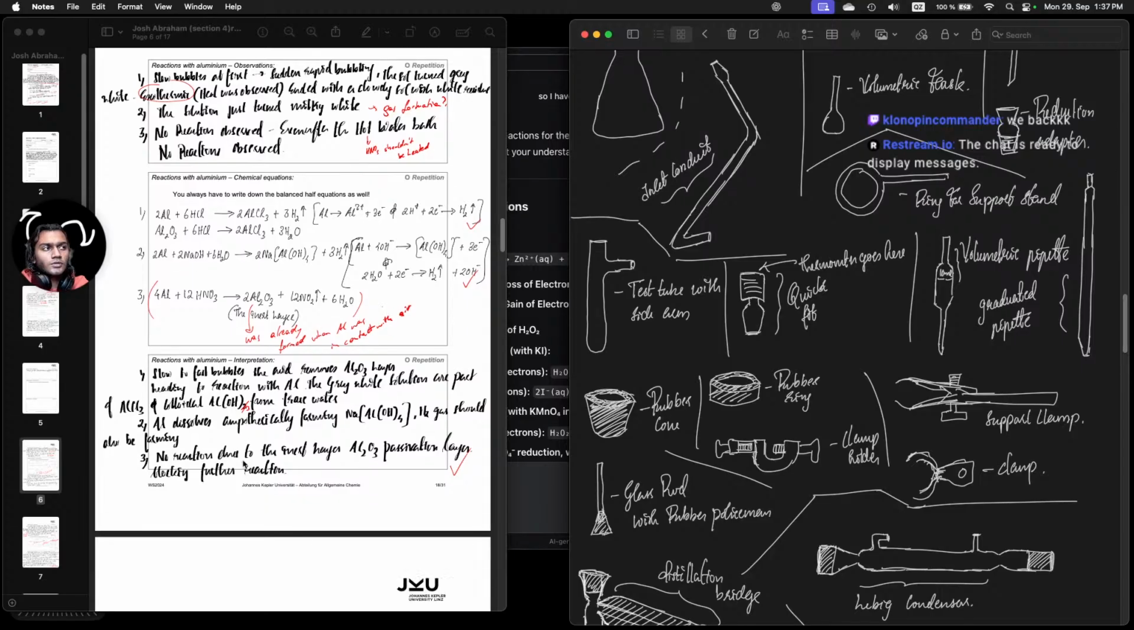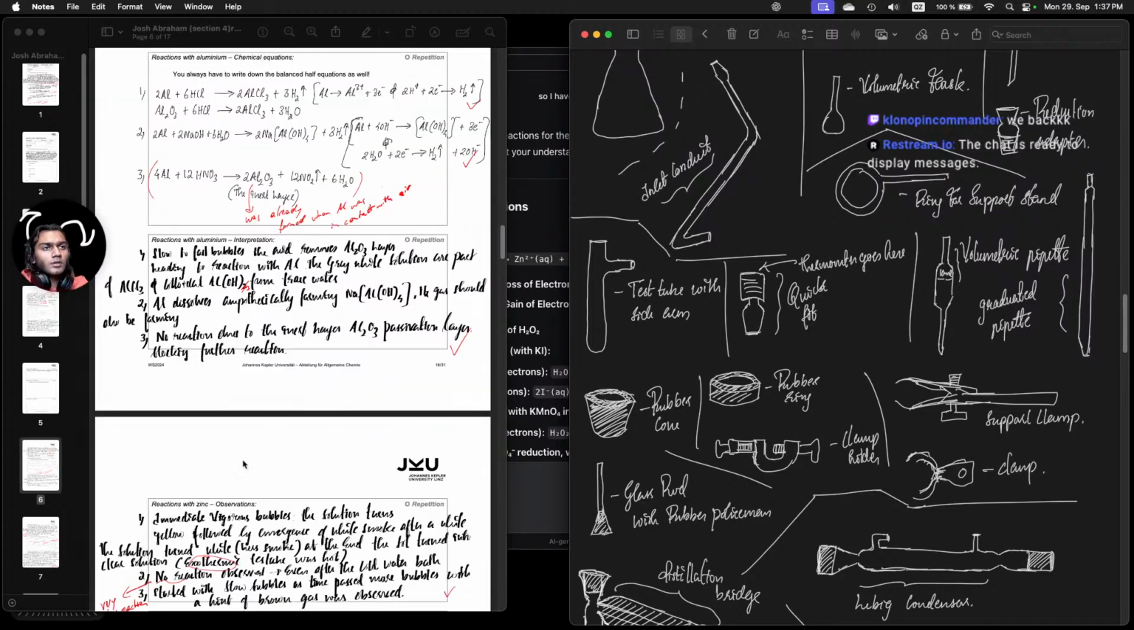So the first reaction: the solution turns gray with white residue. The solution turns milky white.